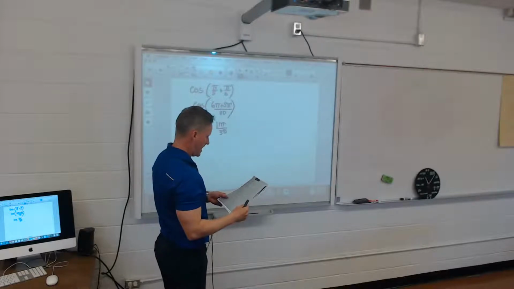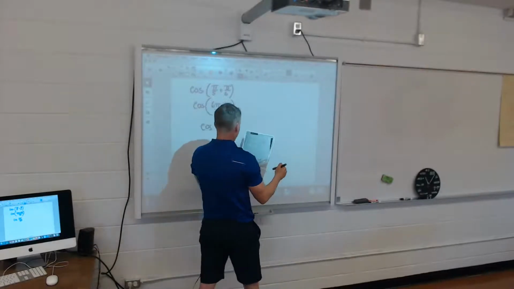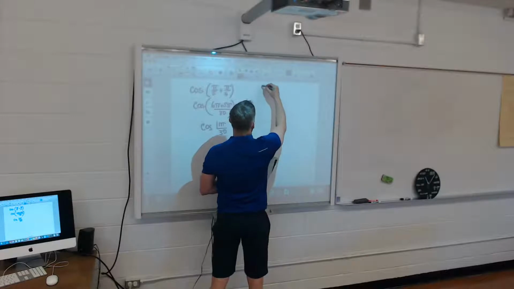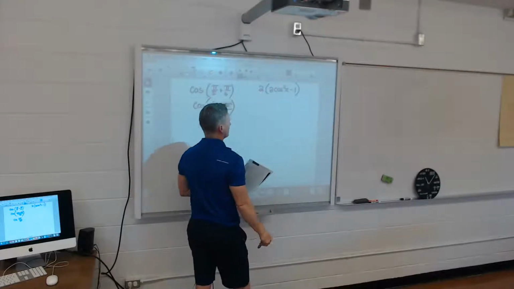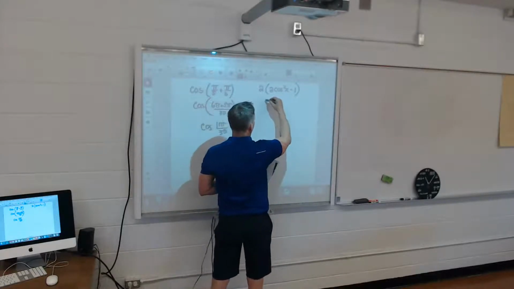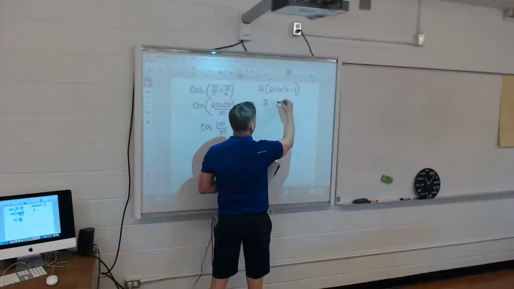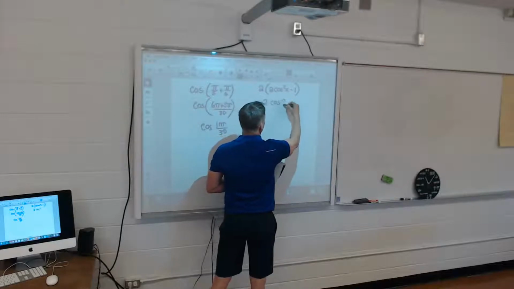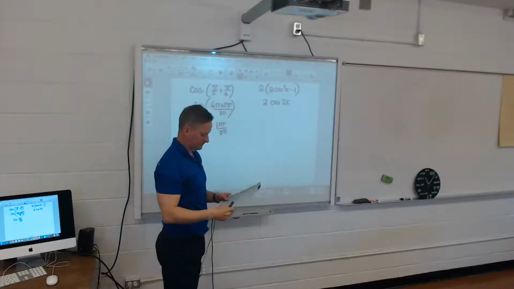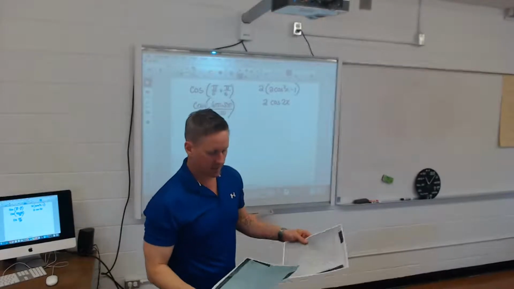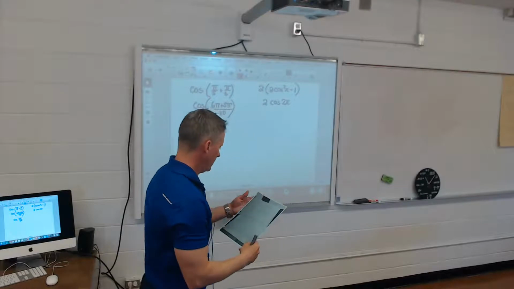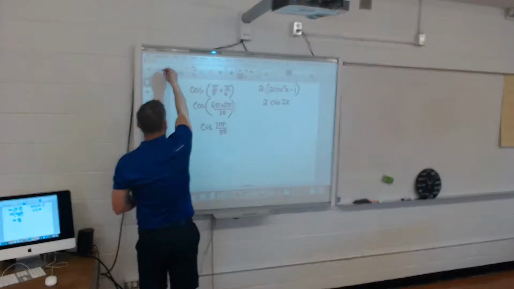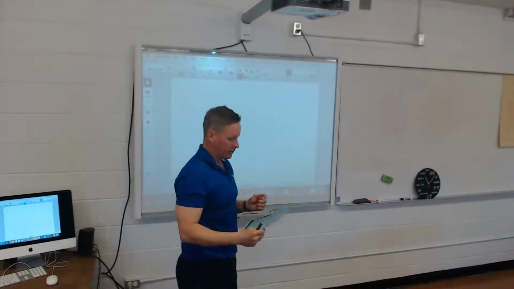And then the last one on that first page, 4 cos squared x minus 2. If I factor out a 2, I get 2 cos squared x minus 1, like that. And then I end up with 2 cos 2x. So that's a case of factoring for that question. 6 was one that caused some problems, so let's have a look at it.